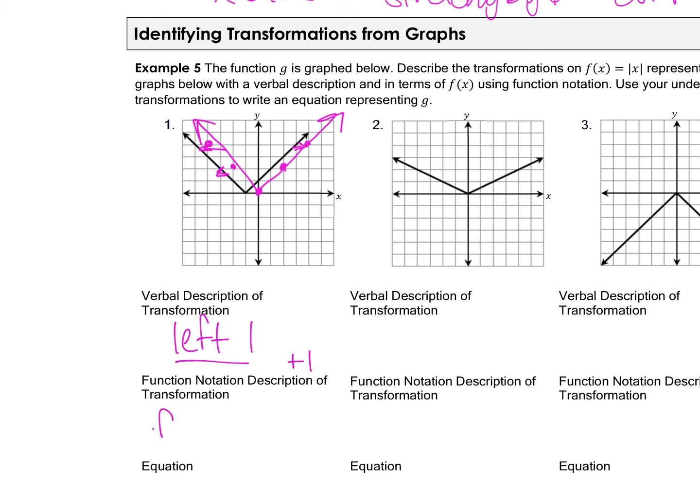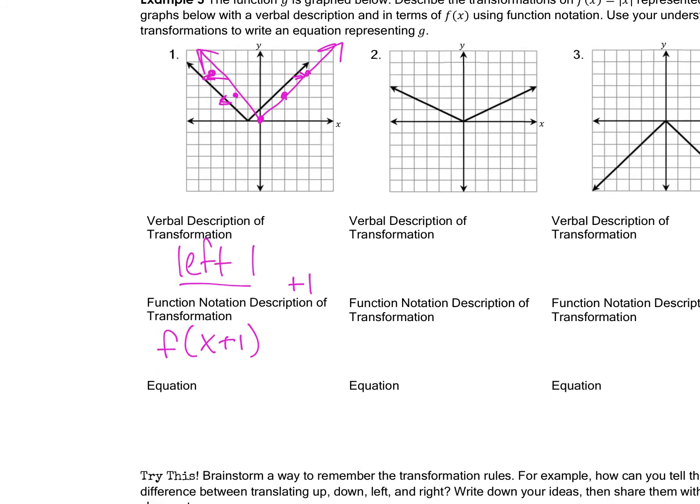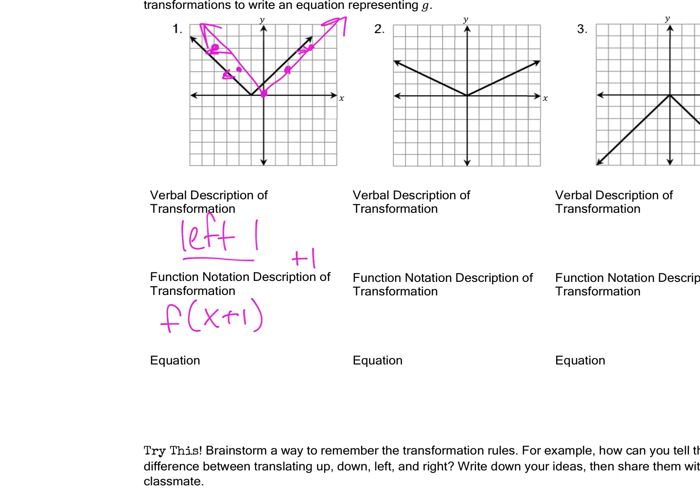So instead of putting f of x, you're going to put f of x, and then inside the parentheses, you're going to put plus 1. That's what it means by function notation. So you're going to be using function f, which is absolute value of x. You're going to shift it left 1, which would be plus 1. The equation for function g would be absolute value symbol x plus 1, and then close your absolute value symbol.